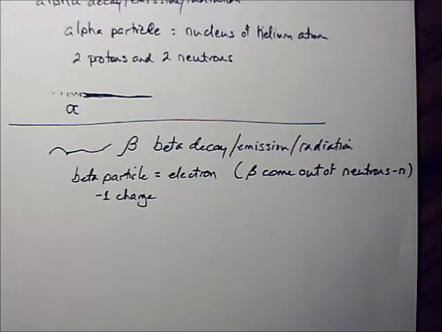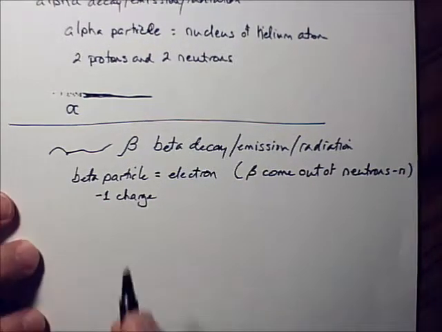All right, the question is, neutrons are neutral, beta particles are -1 charge. If a beta particle comes out of a neutron, what do we have left? A positive. Beta particles have almost no mass, so what's left is a proton.